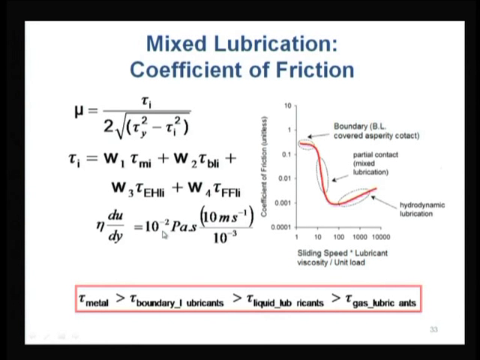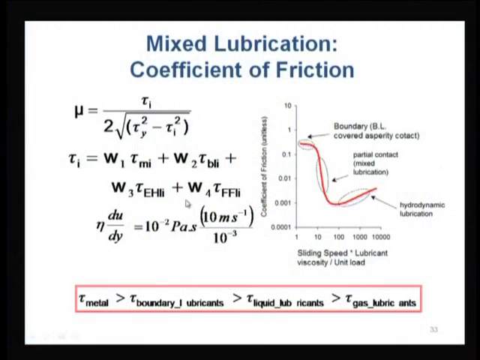100 Pascal is a very low shear strength compared to the boundary lubricant, which may have a strength in megapascal when they are getting attached to the surface. So, 100 Pascal versus megapascal, even 1 megapascal makes a difference of 10,000. But we can say that this shear strength will be roughly 0.1% or much lesser than that also. It will be lesser than that.